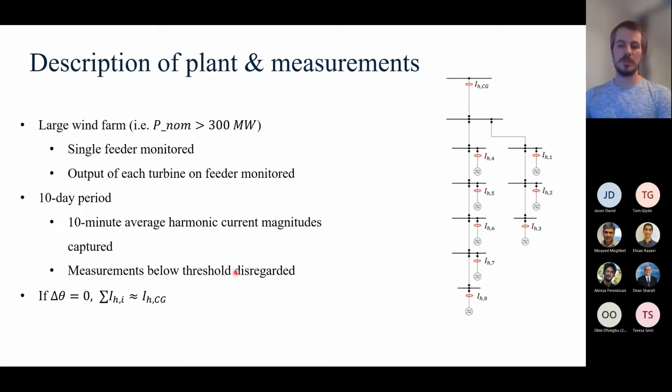And we also disregarded any measurements that fell below the measurement threshold, which follows another IEEE report. I can't remember exactly the name of it. Someone might be able to refer it. So really the hypothesis or the test here is that if there's no phase angle difference between each of the harmonic sources, then the current that we should get through this collector should simply be the summation of what we measure at the terminals of every single one of the generators. That's simple.